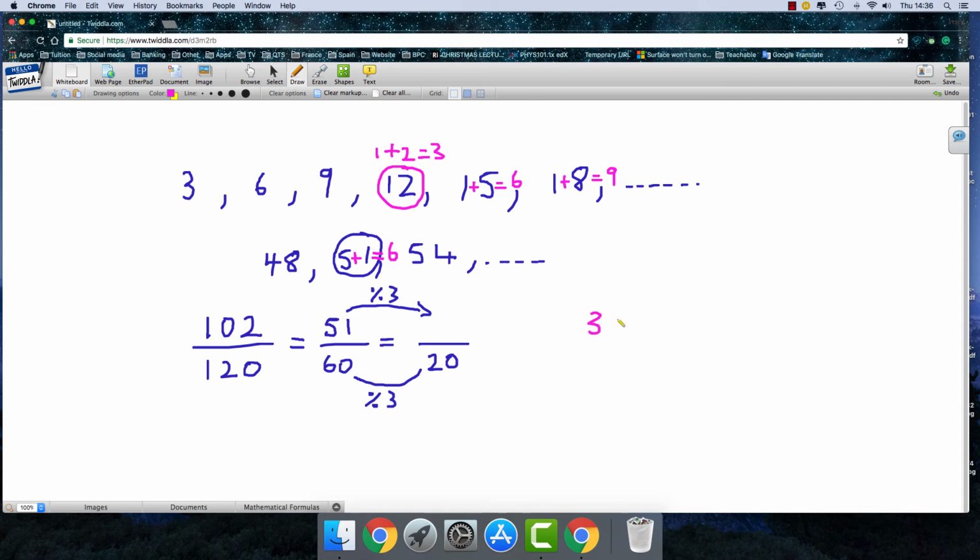What I would then suggest is that you use your bus stop division method. So 3s into 5 go 1, remainder 2. And then 3s into 21 go 7. And of course, when you're using your bus stop method, you are really using your times tables. You're breaking it down into smaller numbers, so you're using your times tables. So there you go. 102 over 120 simplifies to 17 over 20.